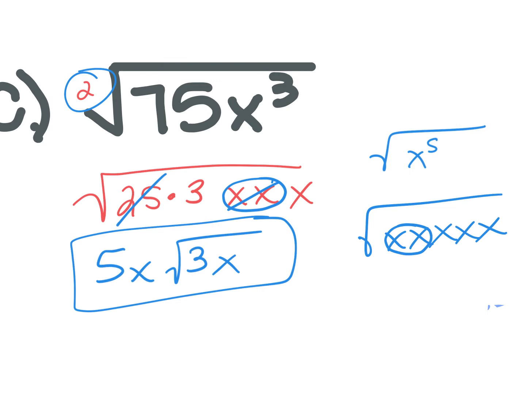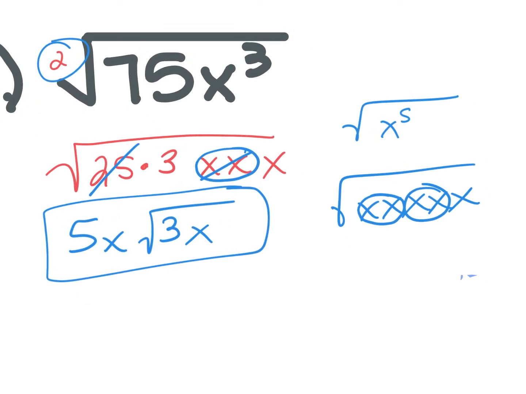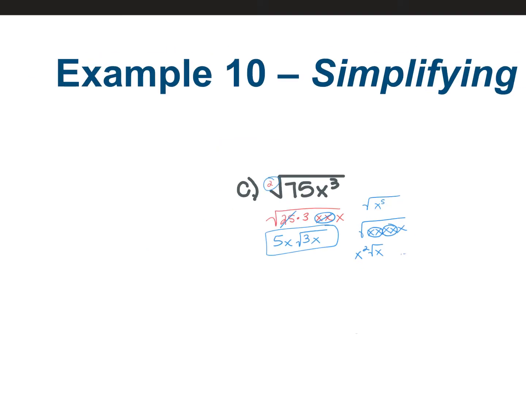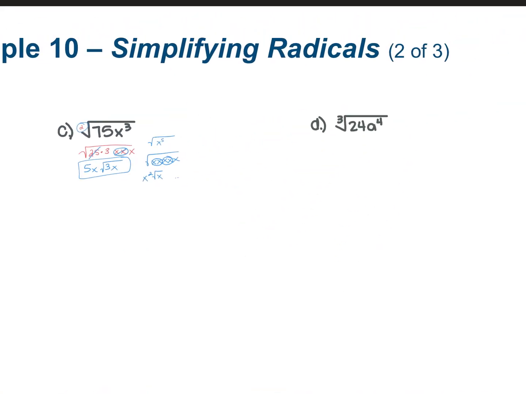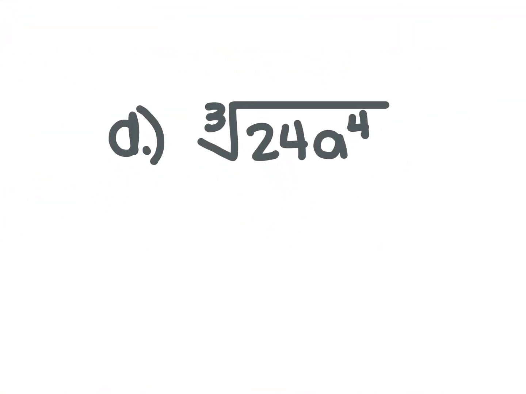I can 1 pair, 2 pairs. How many pairs can I pull out? So it would be 2 pairs, and then I'd have the 1 left over. If it was the cube root, you'd have to pull out a set of 3. If it was the 12th root, you'd have to pull out a set of 12. A lot of times with this stuff, it's easier to just write it out so you can see it.